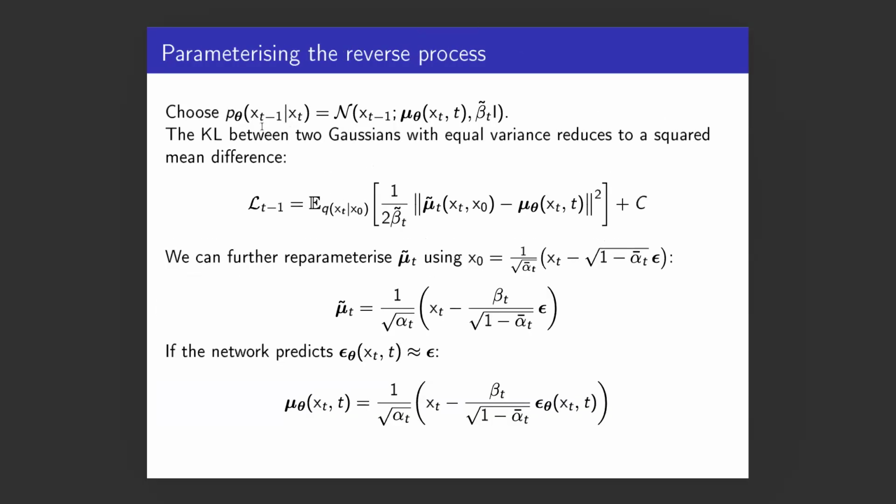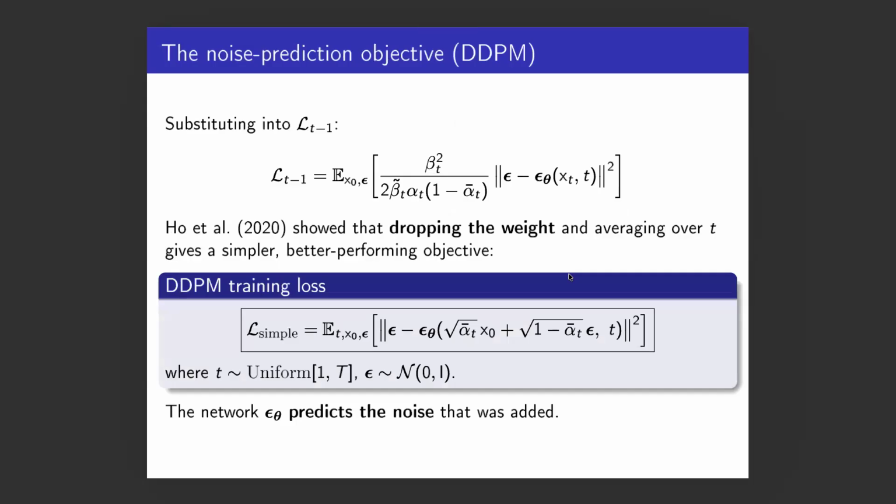If we choose the probability of x t minus 1, when we're stepping back, to be a Gaussian, then the Kullback-Leibler between two Gaussians with equal variance reduces to a squared mean difference. And you can further reparameterize this one using the formula which we showed previously. There are a lot of different tricks which I invite you to take a look at when you want to understand a little deeper how diffusion models are actually implemented. The typical training which you end up with is given by this expression here, where T is given by a uniform distribution.